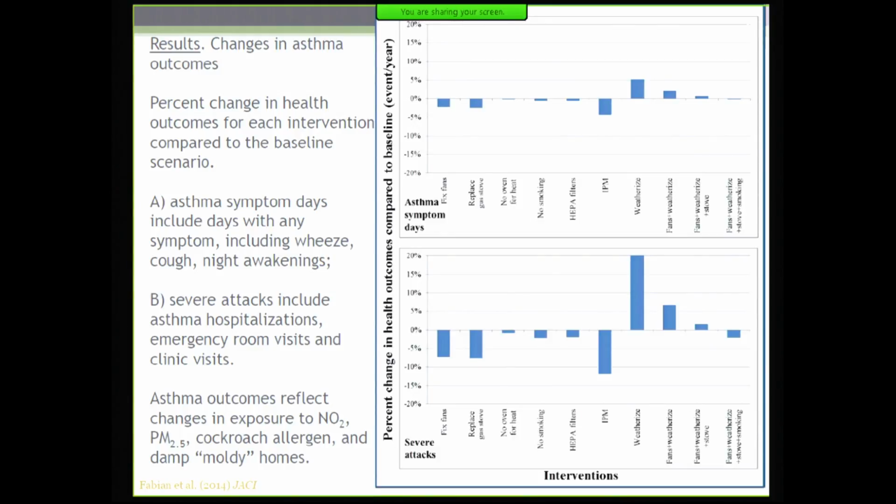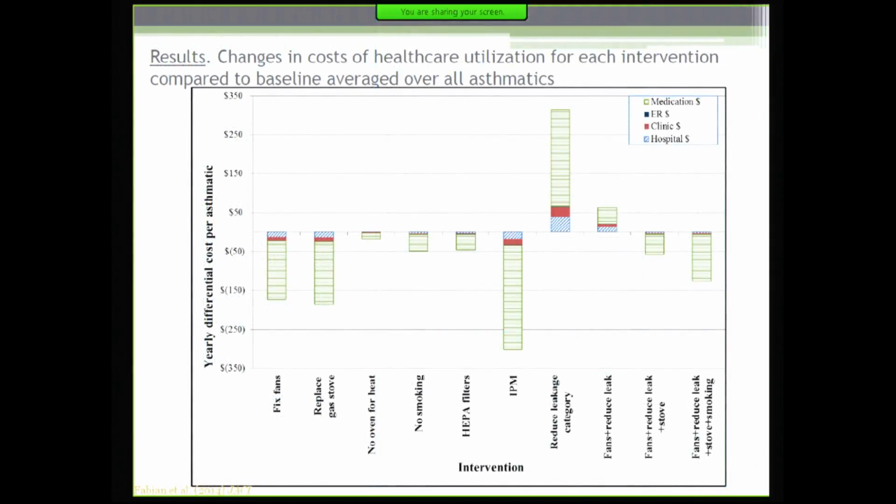If you add a cost to this, so if you go to the next slide, we then took information from the Red Book and the asthma healthcare expenditure values, and we put a number to that. And so you can see that if you fix the fans, the yearly amount of money that you will save per asthmatic is around $165. And then, again, across each intervention, you can figure out how much money you will save or how much more you will have to spend on healthcare costs. If you go to the next slide.